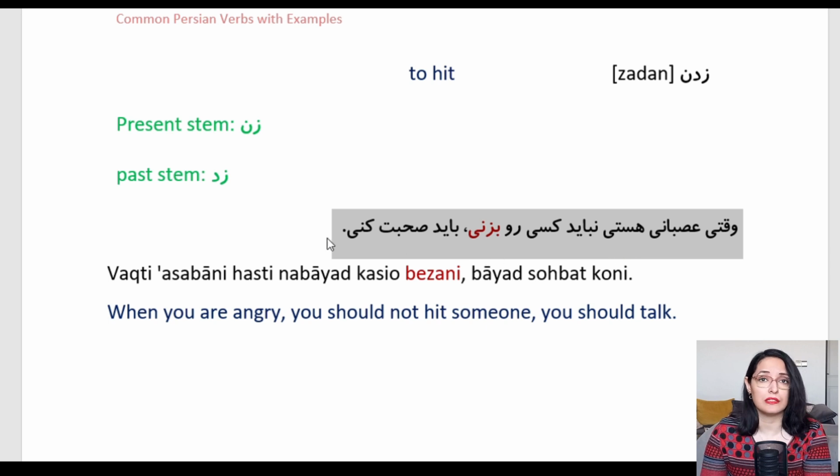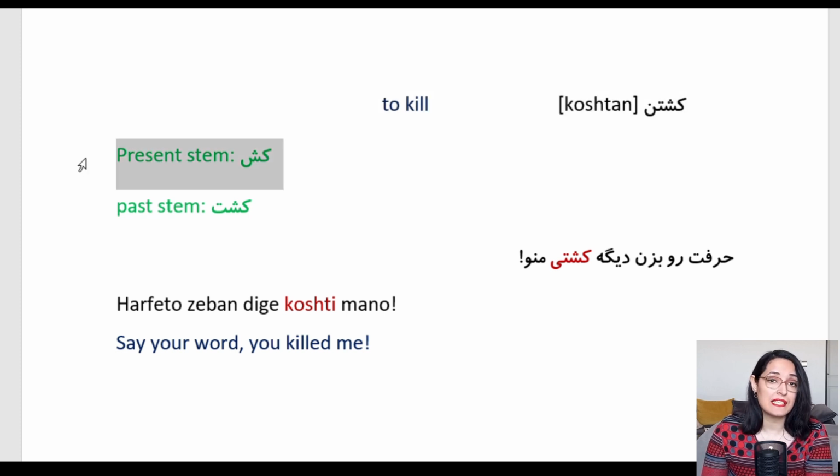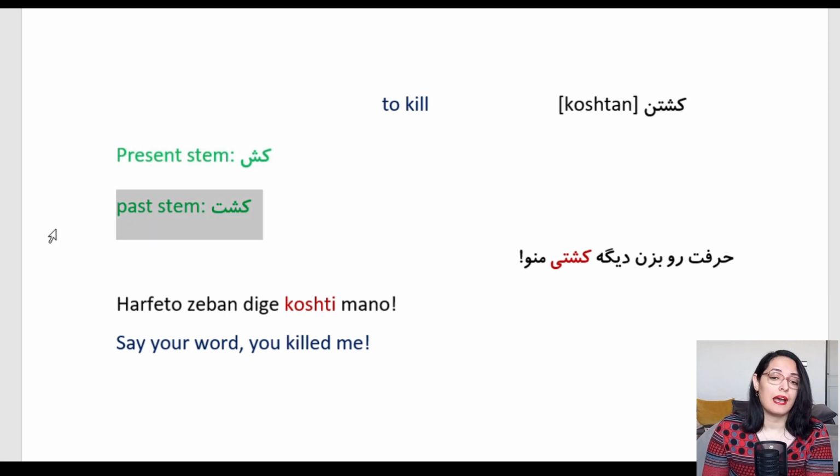کشتن. Present stem is کش and past stem is کشت.